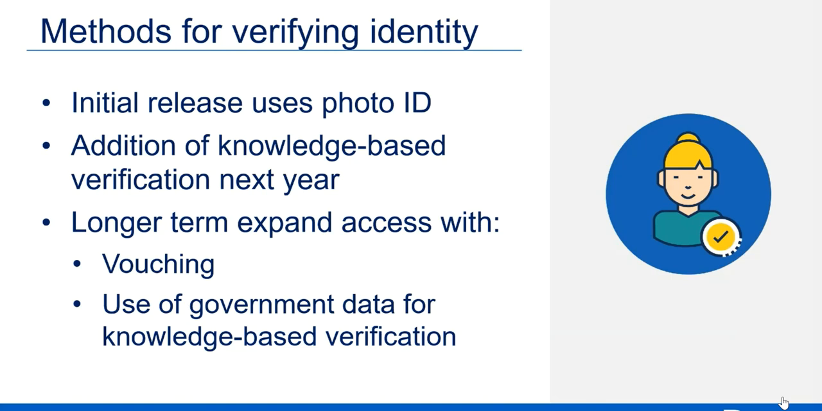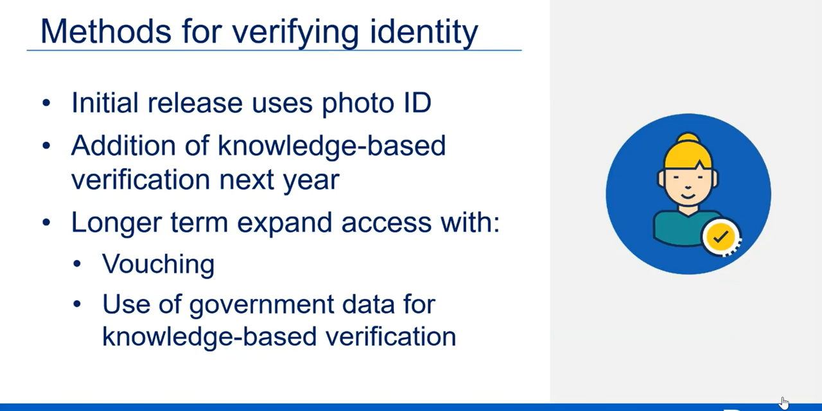One of the ways we will do that is knowledge-based verification, so where you're answering questions that only you should know the answer to, a range of questions and getting through that. We will add additional forms of identity, photo ID that can be used for the service. But longer term, there's some other things that we think are preferable. So if we can move to the use of government data for knowledge-based verification, that removes the dependence on external partners. So we would like to have kind of more of the just in-house information used for that purpose, and vouching as well.